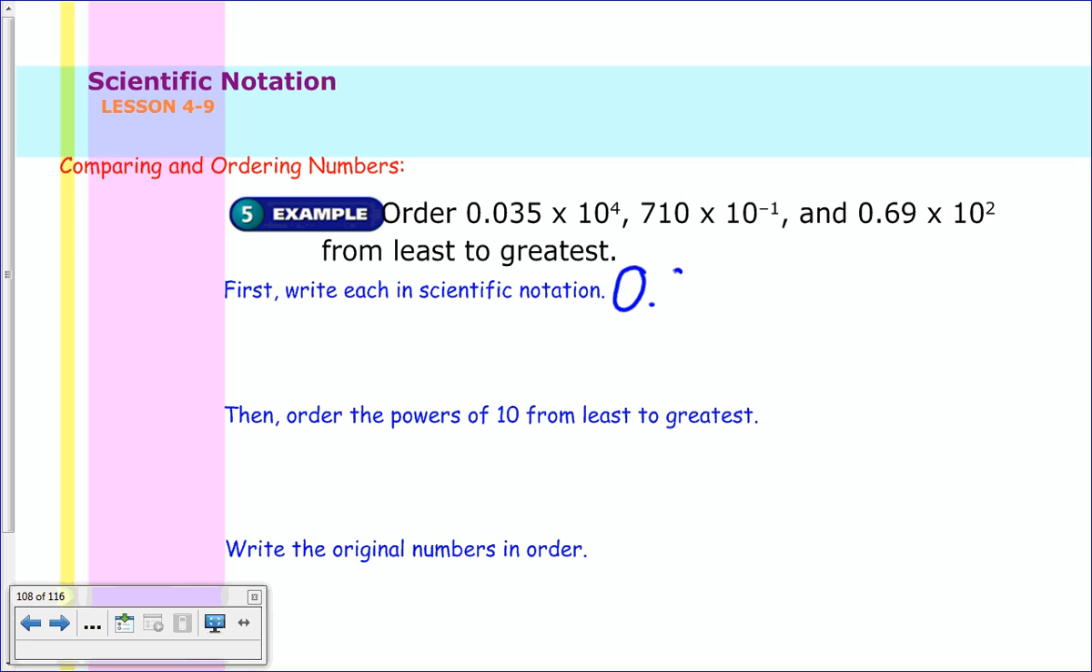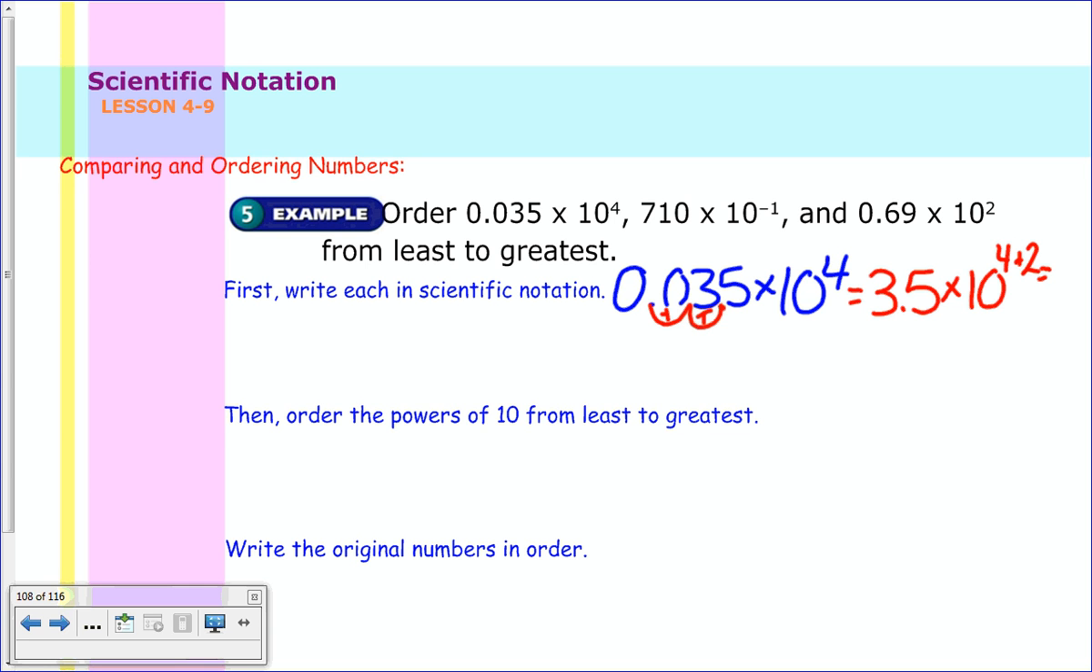I have 0.035 times 10 to the 4th. Well, in order to get a number between 1 and 10, I have to figure out where to put my decimal. If I put it here, I have 35 hundredths. That's not quite right. Oh, but if I put it between the 3 and 5, I have 3 and 5/10ths. That is right. So 3 and 5/10ths times 10, and then I have to count where it was originally to where it is now. And I added 2 hops. All right, so we have 4 plus 2, which is 6. So this one is 3 and 5/10ths times 10 to the 6th power.